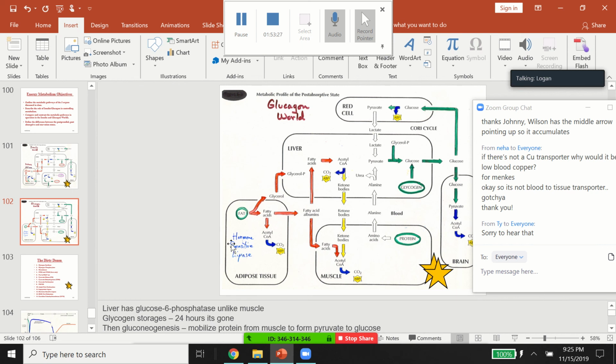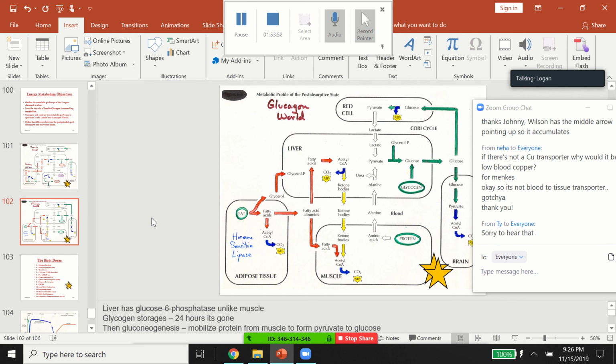HSL, so notice HSL is activated instead of LPL. LPL is going to be more for absorption of fat, while HSL is going to be more breakdown of fat. So HSL would be happening in this process right here, from fat to fatty acids. That's where that would be taking place. But they're very helpful because they give you a very good picture of what's going on everywhere.